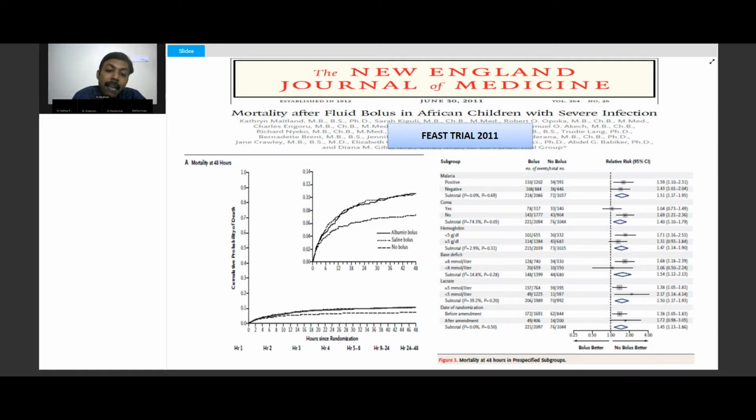And they randomized children into 3 groups, one group receiving no bolus, one group receiving only a saline bolus, the other group receiving an albumin bolus to the tune of 40 ml per kg over 1 hour. Their primary outcome was mortality at 48 hours and at the end of 4 weeks. To everyone's surprise, children who received no bolus had a 3% mortality benefit compared to the saline and albumin groups, which fared similarly in mortality.